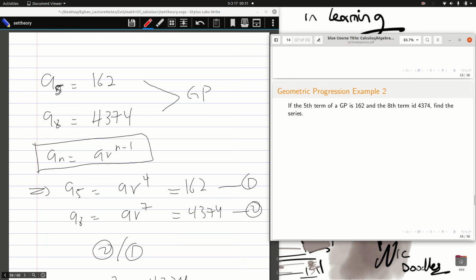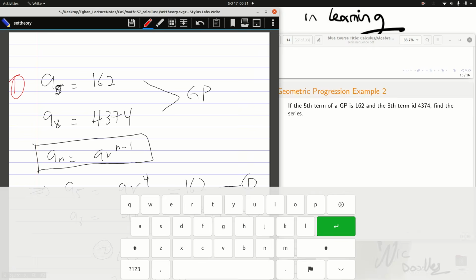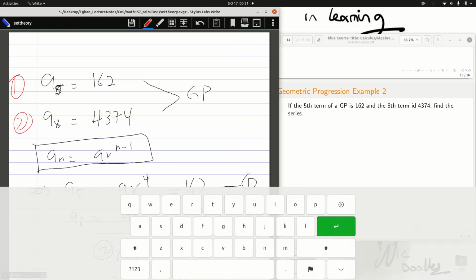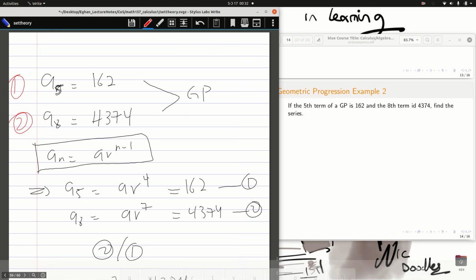Let's take the second example on GP. First, you read the information and then you extract. It says the 5th term of a GP is given as that, so this is my first information, and the 8th term is also given as that. I have my second information. Find the series. Find the series, and then I'm sure you'll be shocked and ask, how do I get a series? But you can find a series because the important information is given, and because you know it is a geometric progression, we can find the series using this formula.